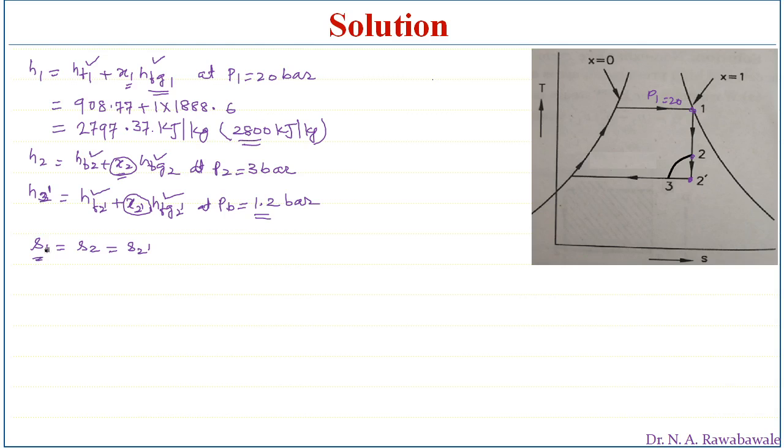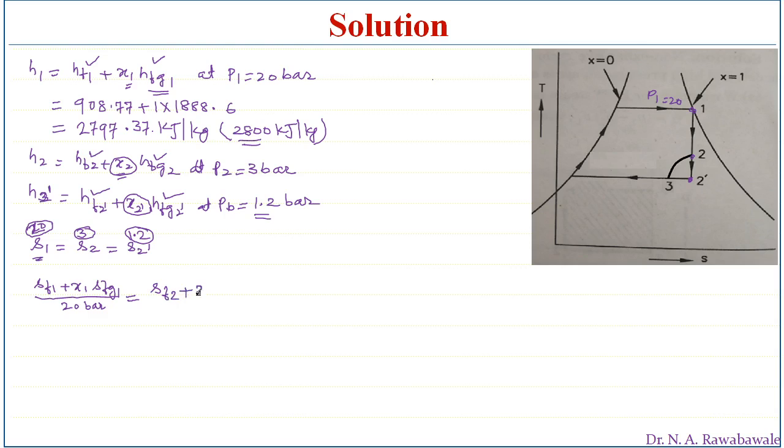The entropy at point 1, this is at pressure equal to 20 bar. This is at pressure 3 bar. That pressure 1.2. S1 is at 20 bar, S2 is at 3 bar, and S2 dash is at 1.2 bar. So these values are at 3 different pressures. We will write equation for S1. So this we write as SF1 plus X1 SFG1. These values are taken corresponding to pressure of 20 bar, which is equal to S2.